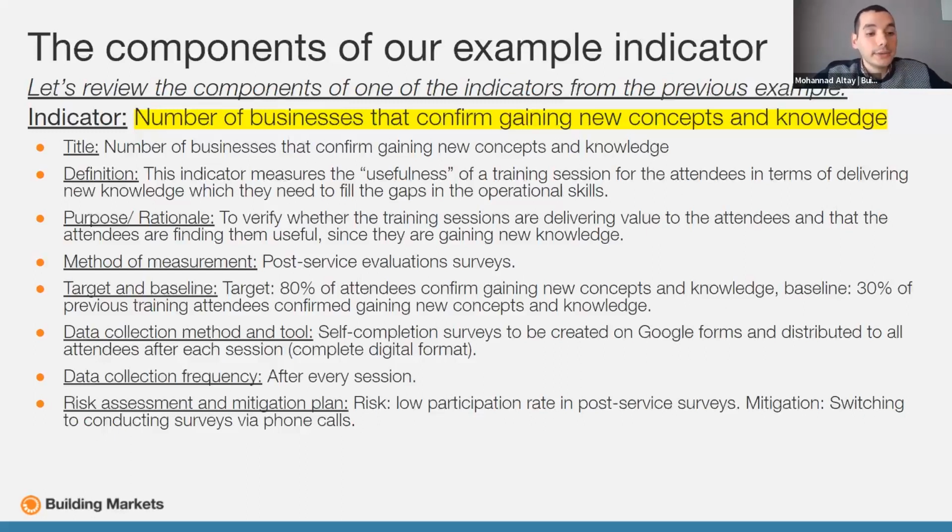And number 7, component number 7, is the data collection frequency. Here you should clearly describe when you want to measure or collect the data for that indicator. It's a frequency. That means you want to do it on a monthly basis and so on. Of course, it is specific to each indicator. In your project, you can have some indicators that need to be measured and tracked every month, but others need to be tracked on an ad hoc basis.